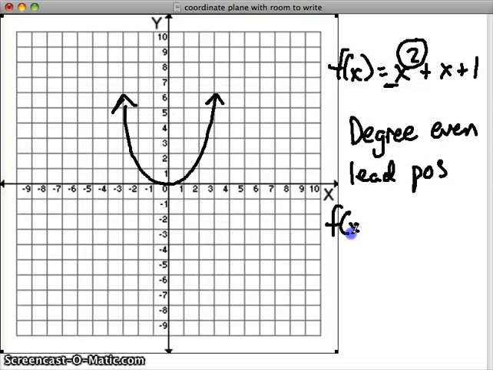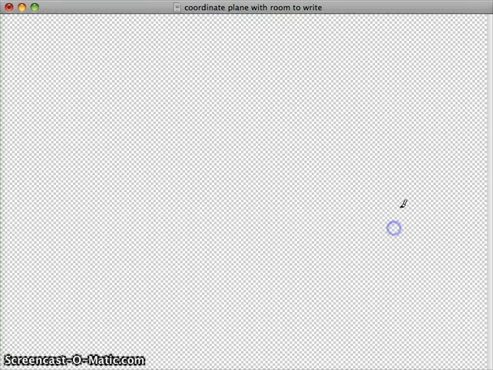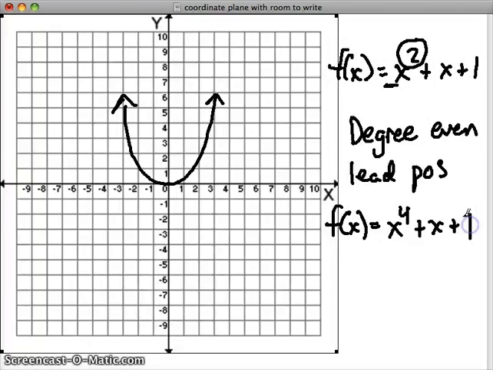If I make my degree any higher, let's say x to the 4th this time, the only thing that changes is that we get that little bump in it. And the way the bump looks for these is like this. So it's kind of like a W. And we can describe the end behavior because it will always be the same, whether or not I have a bump. The arms are always going to be pointed in the same direction if my degree is even. So different than our odd degree, which were opposite directions.